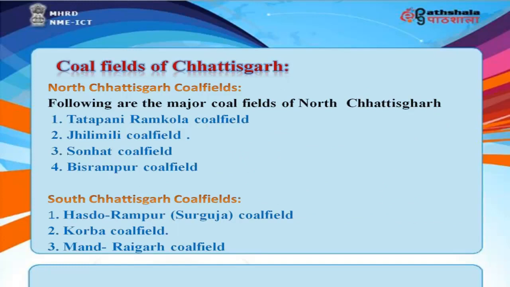North Chhattisgarh coalfields. Following are the major coalfields of North Chhattisgarh: Tatapani Ramkola coalfield, Jhilimili coalfield, Sonhat coalfield, Bishrampur coalfield. South Chhattisgarh coalfields: Hasdo Rampur, Surguja coalfield, Korba coalfield, Mand Raigarh coalfield.